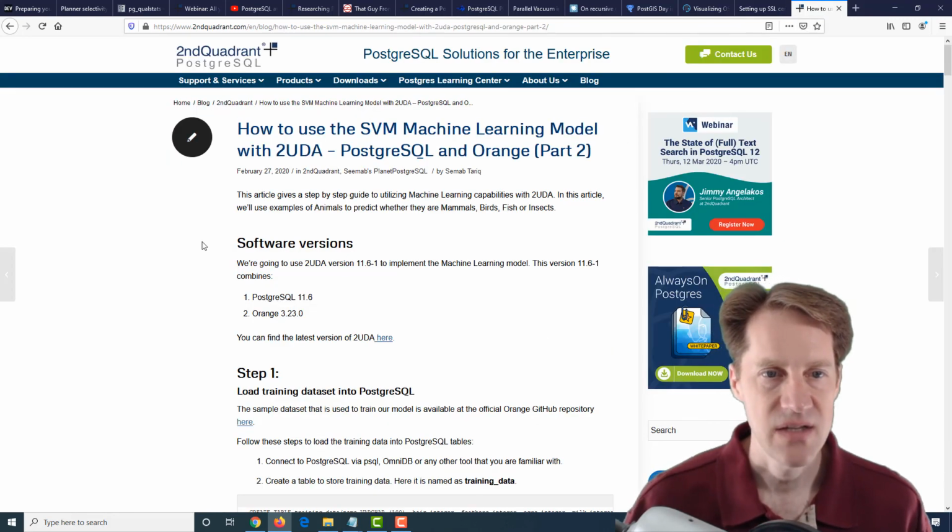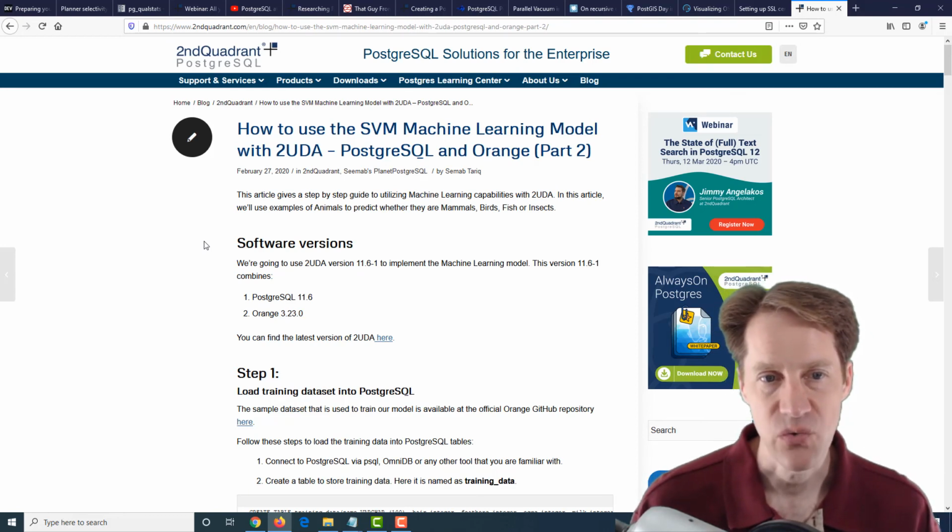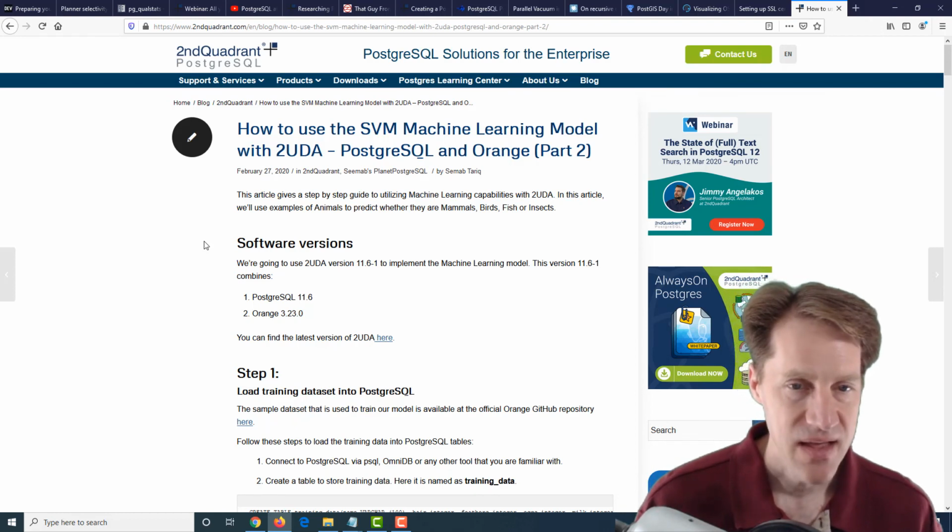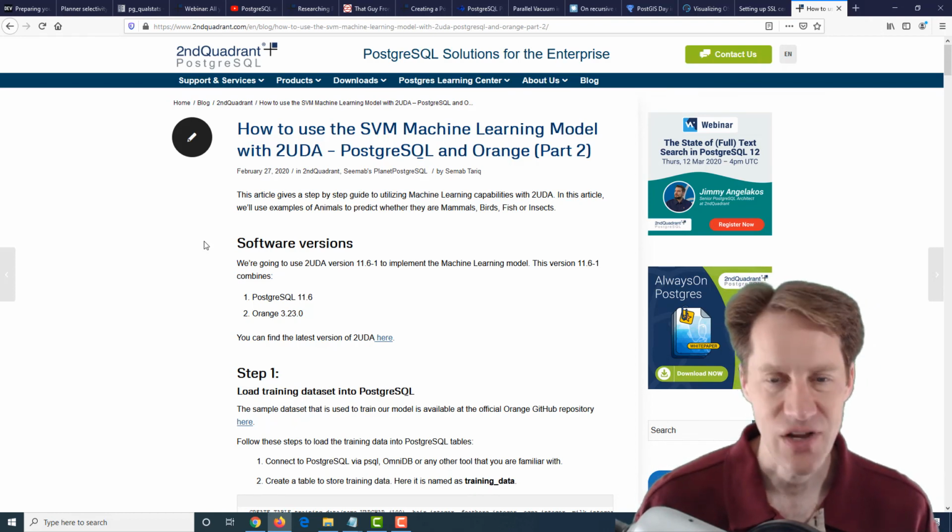And the last piece of content is how to use the SVM machine learning model with 2UDA, PostgreSQL and Orange, Part 2. So again, this is about machine learning. Again, I don't have a background in this, but Part 2 of this blog post is available from secondquadrant.com.